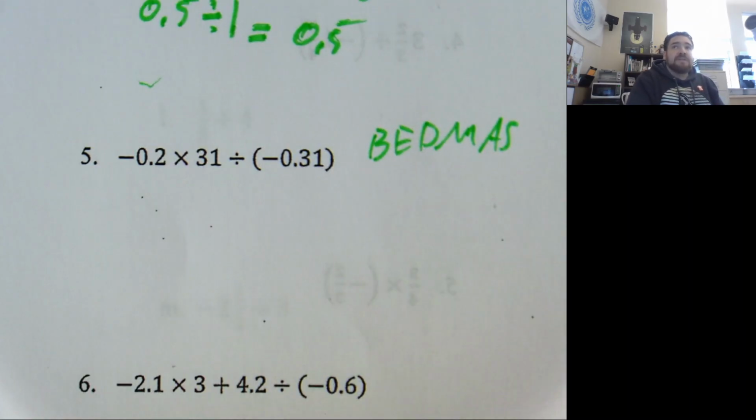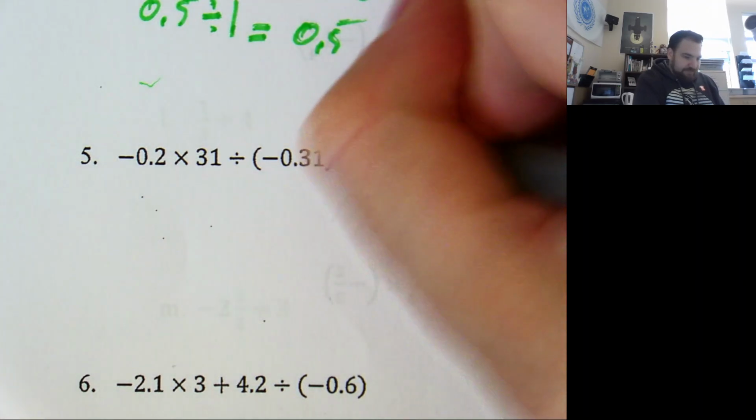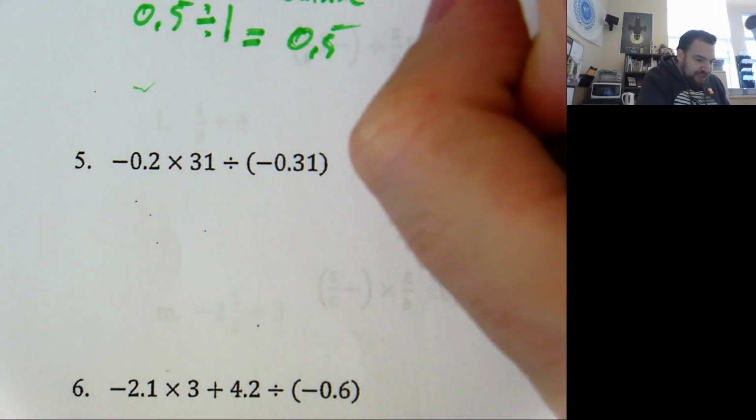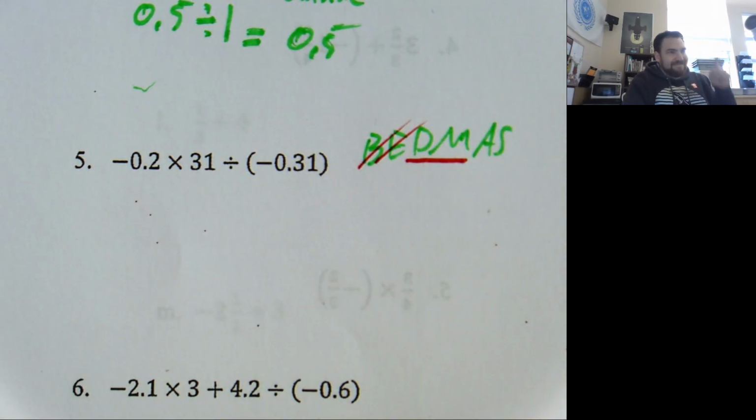B-E-D-M-A-S. Some of you guys would really benefit from writing out BEDMAS and then just crossing them off as you go. So do I have any brackets in this question? Yes. Is there math going on inside those brackets? That's right, Carson. No. We have no exponents. Those are coming next chapter. Do I have division or multiplication? Yes, I have both. And when I have both, what do we do? Left to right.